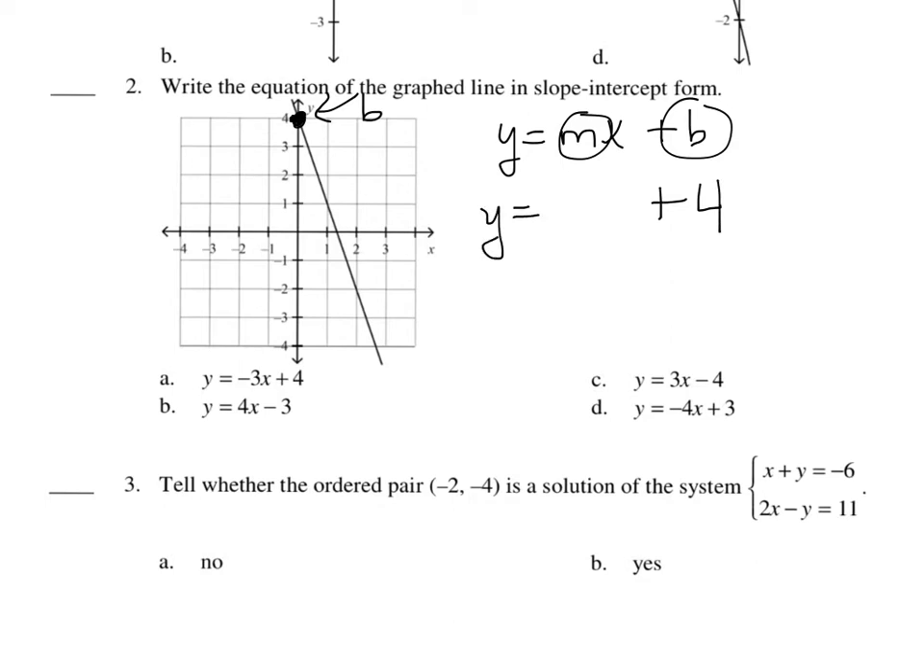And we just need the slope. So we're going to find another good point on the graph. And it looks like right here is another good point. So now we just need to count the rise and the run. And it looks like it's down 3 units and to the right 1 unit. So that means it will be a negative 3 on top and a positive 1 on the bottom, which is the same thing as negative 3. So A matches up with that.